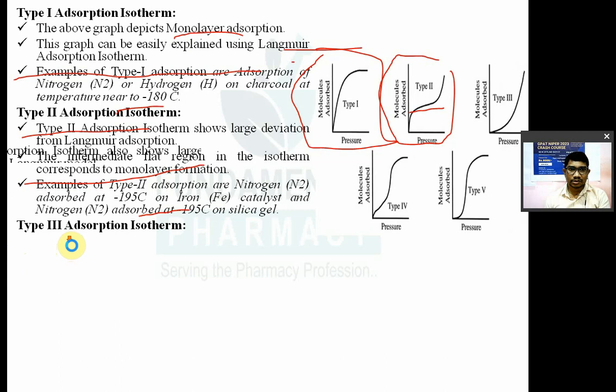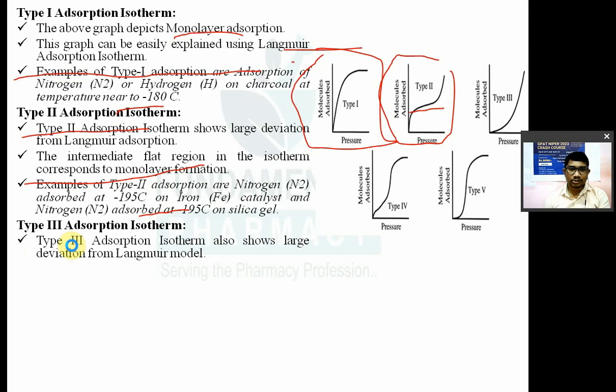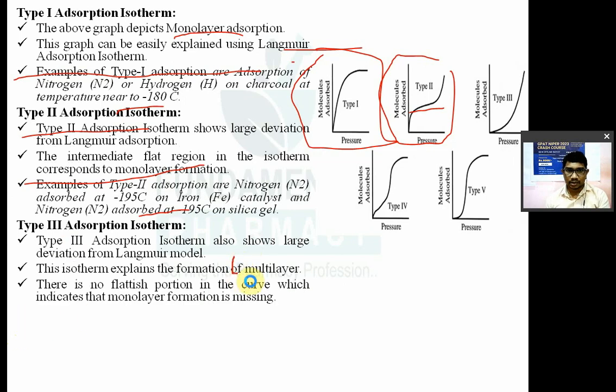टाइप 3 एडसॉर्प्शन आइसोथर्म. टाइप 3 एडसॉर्प्शन आइसोथर्म also shows deviation from Langmuir model. This isotherm explains the formation of multilayer. मल्टीलेयर के लिए ऐसा क्वेश्चन आता है, which adsorption isotherm explains the multilayer formation. So type 3 adsorption isotherm. If you plot pressure versus number of molecules of gas adsorbed, the graph is known as the adsorption isotherm, right?